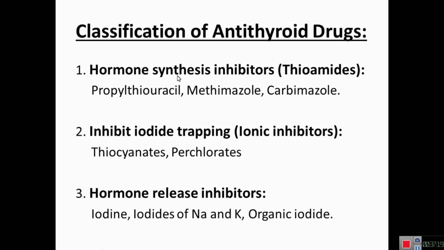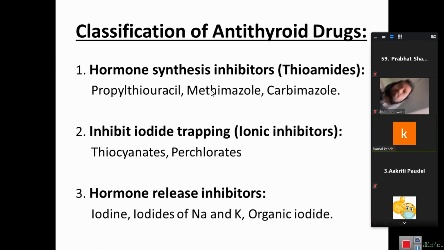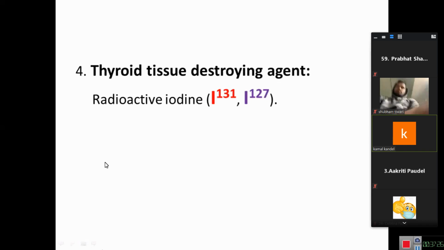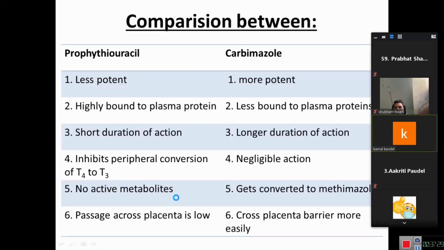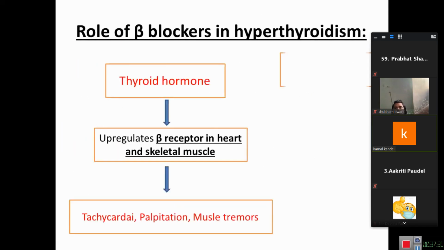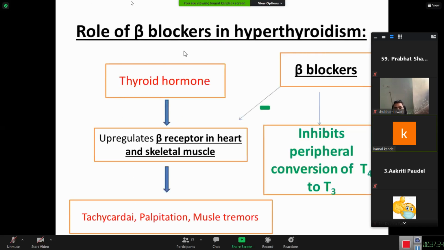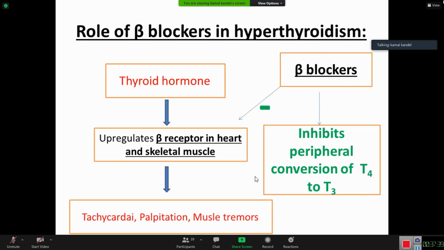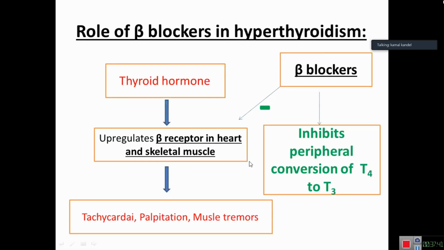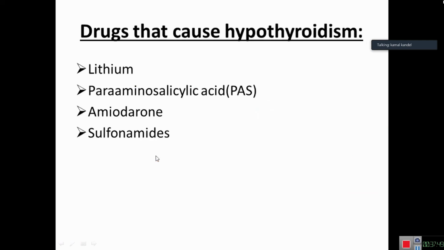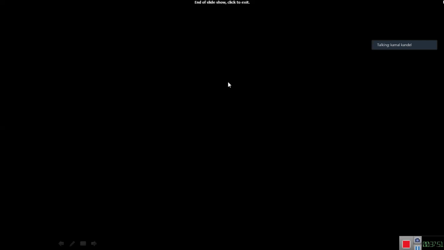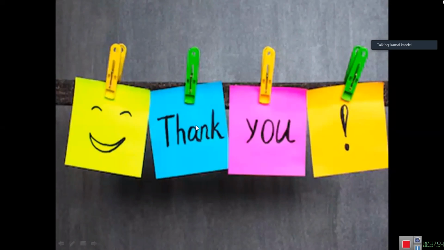So this is a very very simple topic. Once you know this much, you can write in the exam. Now additionally, the role of beta blockers in hyperthyroidism, I have shown you the slide earlier. So this is the slide. If you write it down and explain it in your own words, then it is very very good. Otherwise, if you write these flowcharts in the examination paper, then it is also very good for collecting good marks. So these are the drugs that will cause hypothyroidism. And at last I want to say thank you.